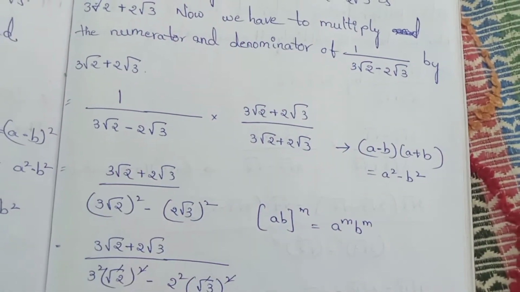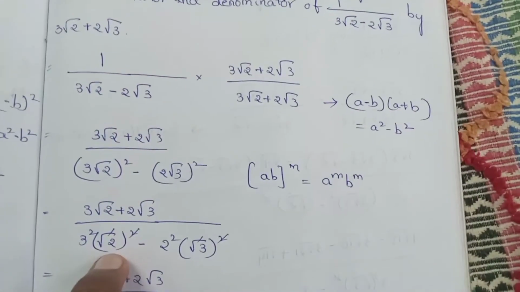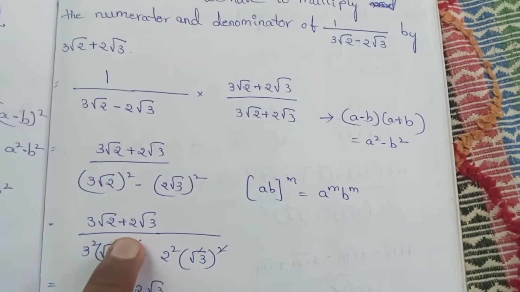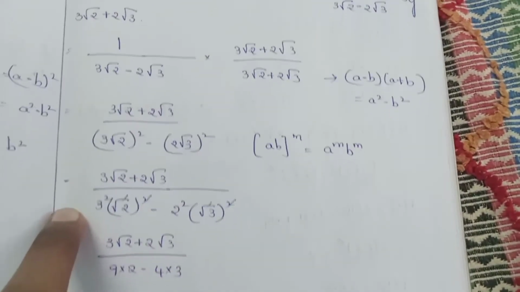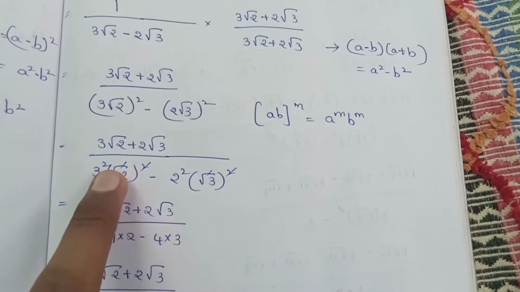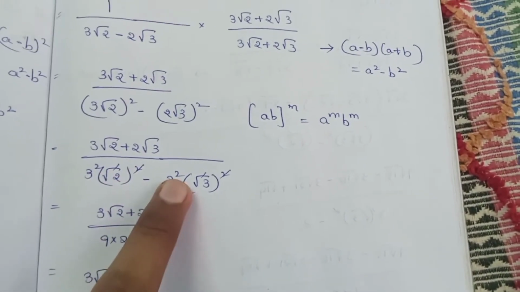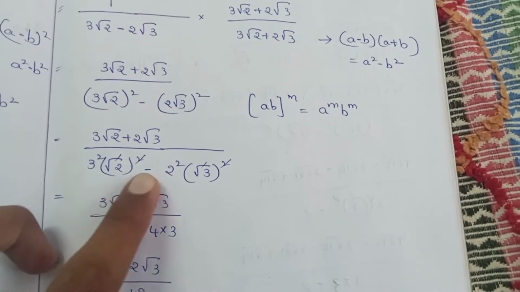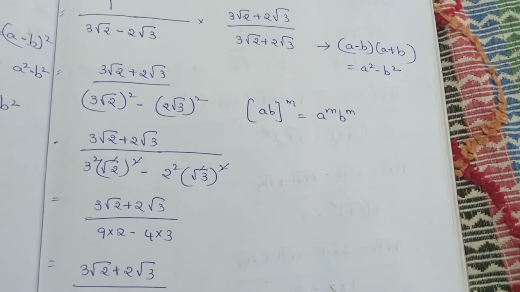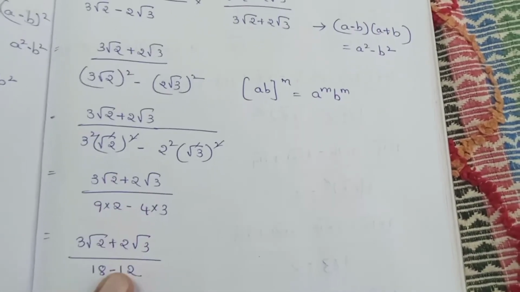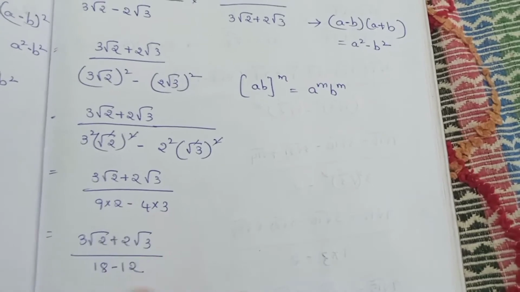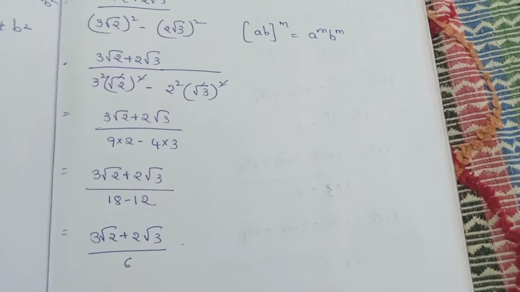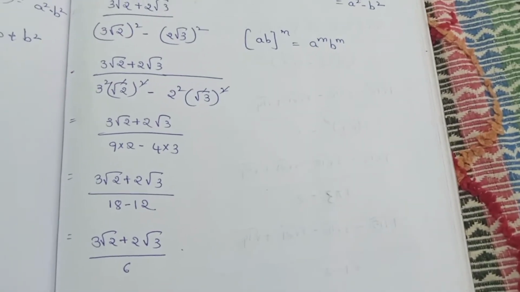3 root 2 plus 2 root 3 by 3 root 2 whole square minus 2 root 3 whole square. Square and root cancel here and here. See, 3 root 2 plus 2 root 3 by 3 square means 9 into 2, minus 2 square means 4 into 3. Understand? 2 square is nothing but 2 into 2, which is 4. See, 9 twos are 18, 4 threes are 12. 18 minus 12 is 6. This is our final answer.